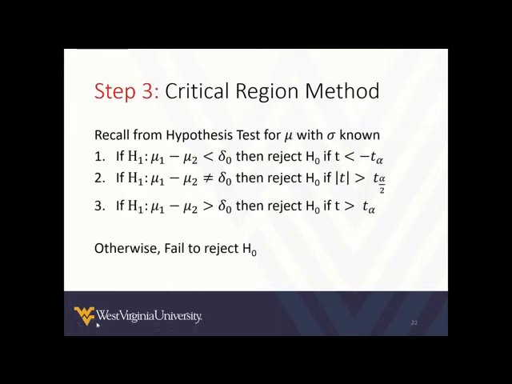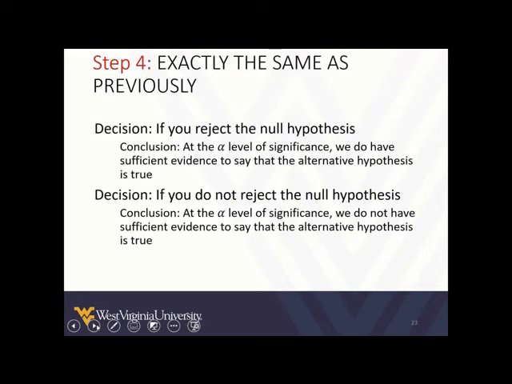Once again, we can still use the same critical region method with the t distribution with our one-sided and two-sided test. Since I did just go over it a few seconds ago, I will not go over it a second time. And our step four will also be the exact same thing. And just again, this one I will repeat. Remember, if you reject the null hypothesis, you do have sufficient evidence. If you do not reject the null hypothesis, you do not have sufficient evidence.